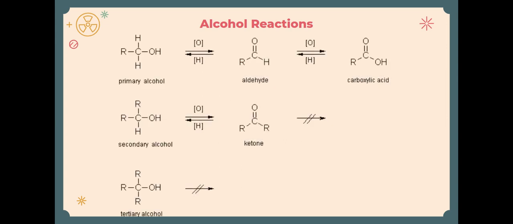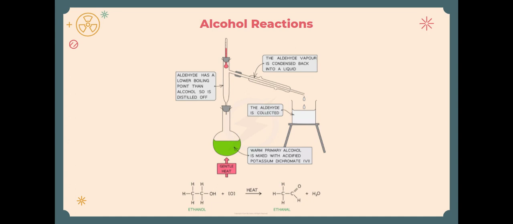The partial oxidation of a primary alcohol forms an aldehyde. This is done by a process known as distillation, as seen here. An excess of alcohol is used so that the aldehyde product is not further oxidized into a carboxylic acid. Removing the aldehyde as soon as it is formed also helps prevent this.